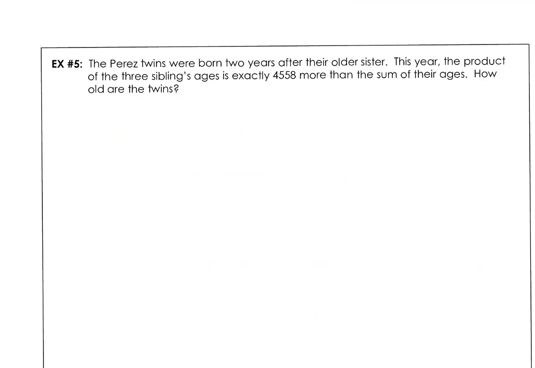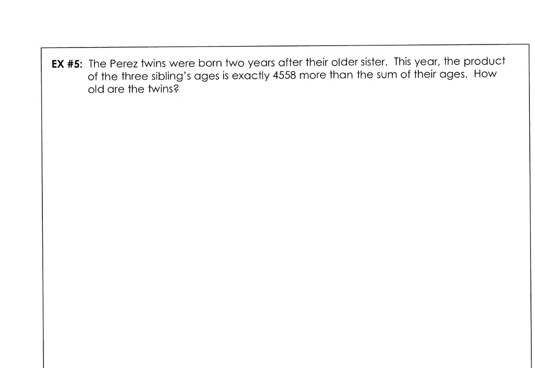Then the very last example, we have the Perez twins. They were born 2 years after their oldest sister. And this year, the product of the three siblings' ages is exactly 4,558 more than the sum of their ages. How old are the twins?